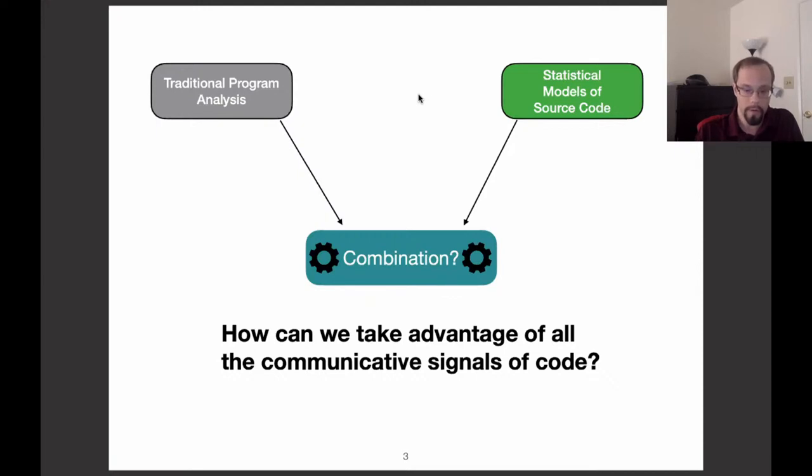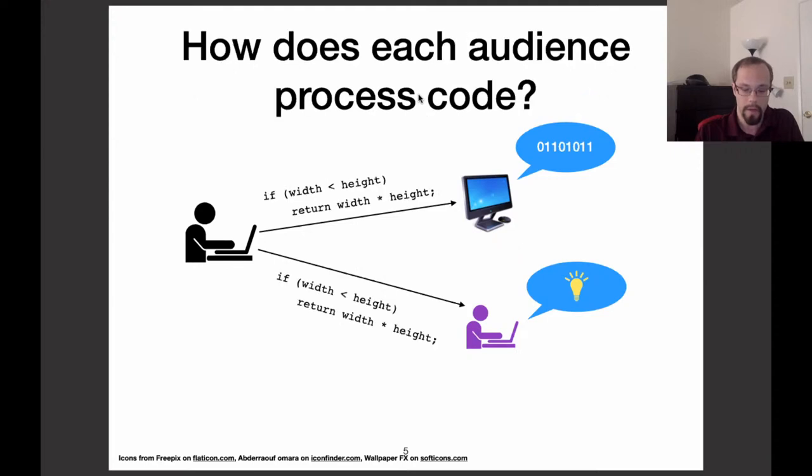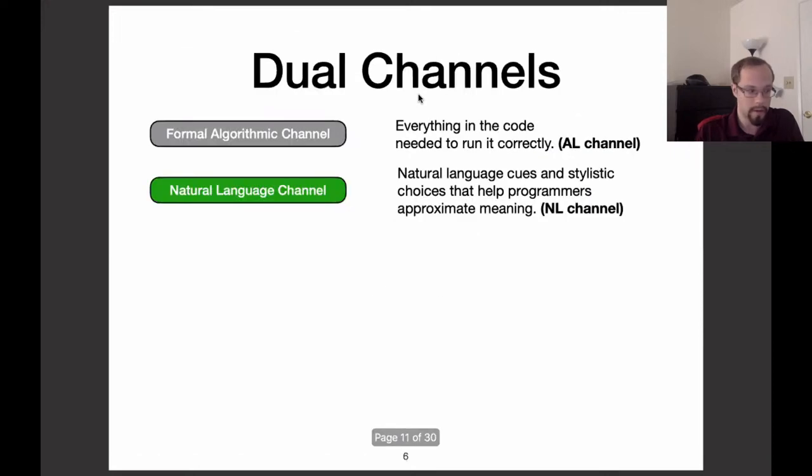We first note that code is written for two audiences, the machine that must execute the code correctly and other programmers who must be able to read and maintain it. However, how is code processed by each of the two audiences? For this, we introduce the idea of two channels of code. Code has a formal algorithmic channel, which represents the computable meaning of the code, and it has a natural language channel, which consists of the natural language meanings and cues that help programmers approximate meaning.